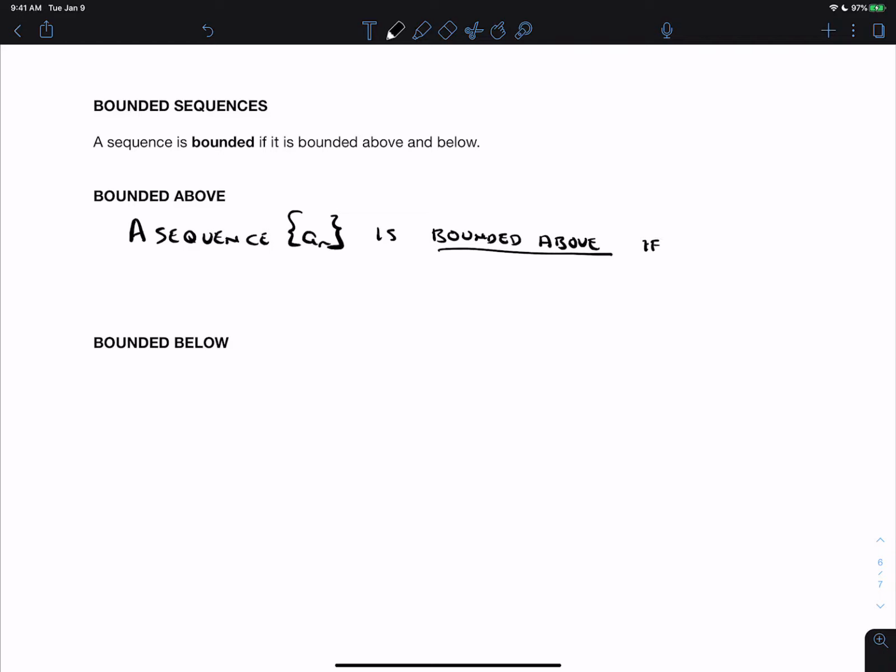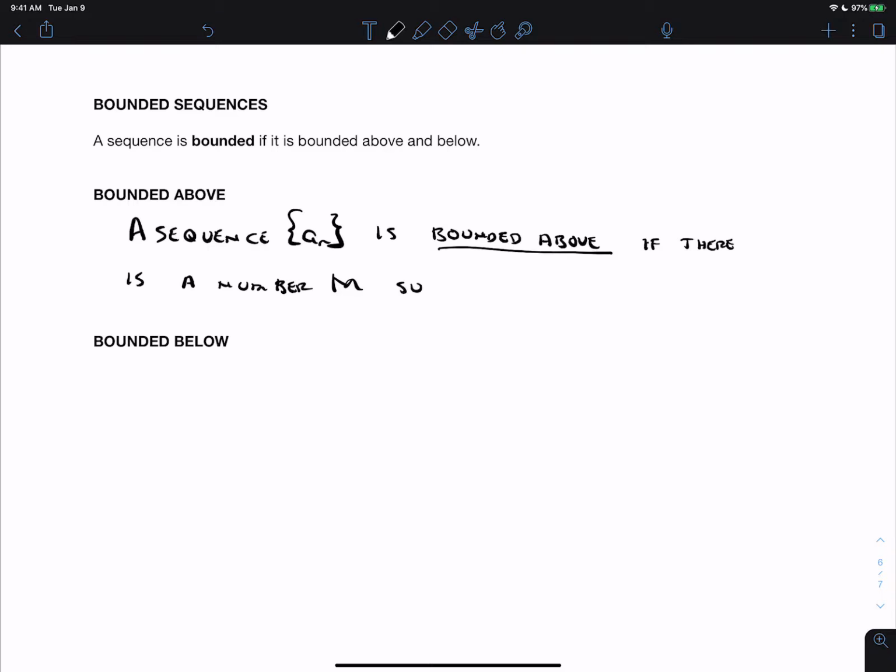if there is some number m such that a_n is less than or equal to m for all n. We usually say n greater than or equal to 1, but a lot of times we'll say for large n again, or wherever the sequence is starting. But for the definition, let's go ahead and say for all n greater than or equal to 1. So what this means is all of the terms are smaller than or equal to m. All the terms in the sequence are smaller than m.